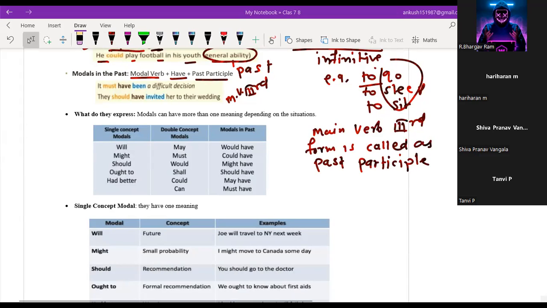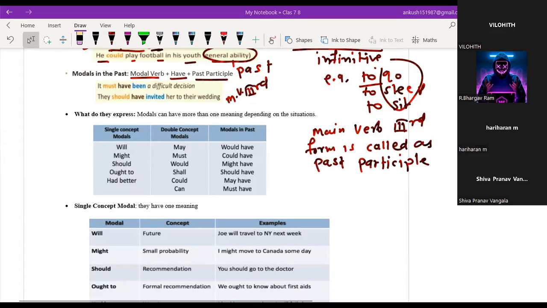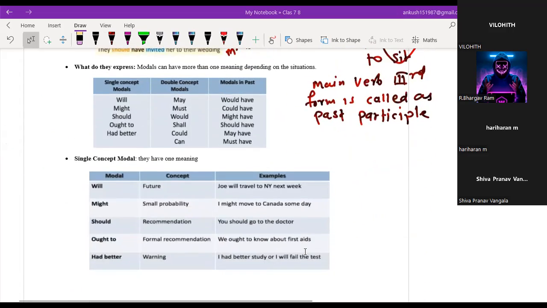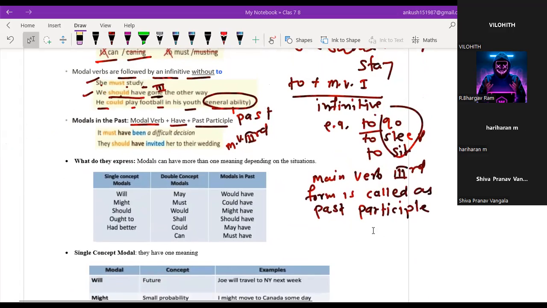Tanvi, why did you leave the class? As I called you, again she left. Maybe her internet problem, sir. He every time joins by phone only. Okay.